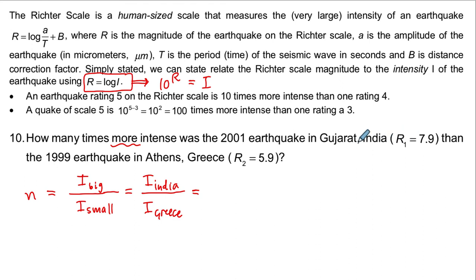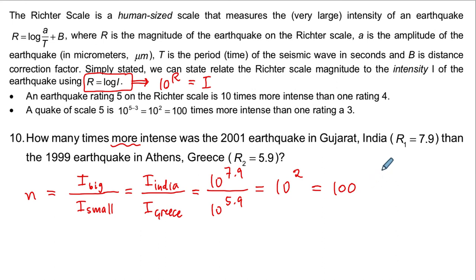And so the intensity of the India earthquake, well, we don't have the intensity, we have the human-sized understanding of that intensity. We have the Richter scale value. And so that's going to be 10 to the 7.9 for the big intensity. And we're going to divide by 10 to the Richter scale value, 5.9, for the small intensity. Now we can use our exponent laws, keep the similar base, and subtract the exponents. So the Indian earthquake at 7.9 on the Richter scale is 100 times more intense than the smaller Greek earthquake at 5.9 on the Richter scale. That would be 2 orders of magnitude difference, but 100 times more. So you would multiply the small intensity by 100 to get the large.